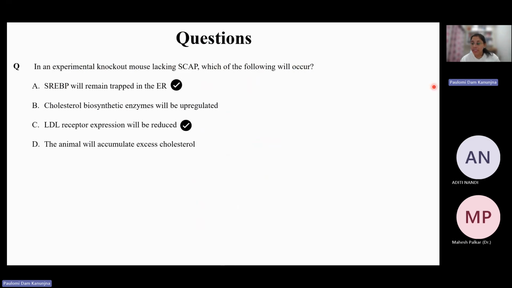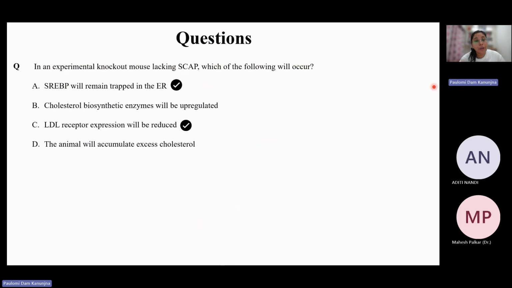So A is, so basically, if you remember, SCAP is bound to SREBP. SCAP is also bound to cholesterol. If it doesn't bind to cholesterol, then it moves away from the ER to the Golgi, and then it breaks it away from the SREBP, and that moves. So basically, if SCAP is there, it is binding to SREBP and sensing the cholesterol level, right?